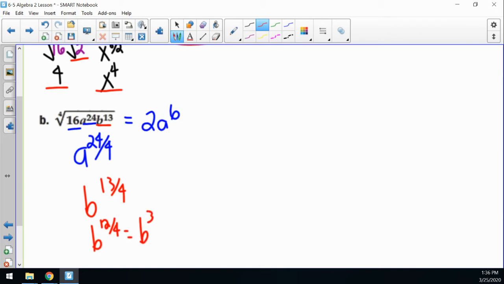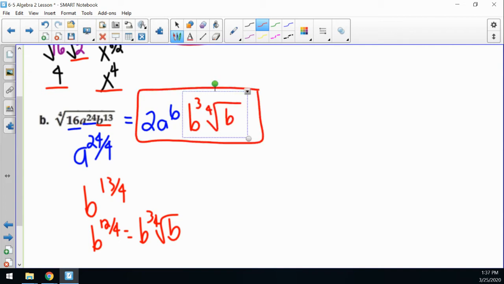But then I also have that 1 left over. And so that's going to be the 4th root of b. And so we're going to write it like that. We're going to say b to the 3rd, and then the 4th root of b is in our answer as well, right? So the 4th root of 16 is 2. The 4th root of a to the 24th is a to the 6th. And the 4th root of b to the 13th is b to the 3rd, and then 1 more left over. Okay? And I'm going to write it like this.